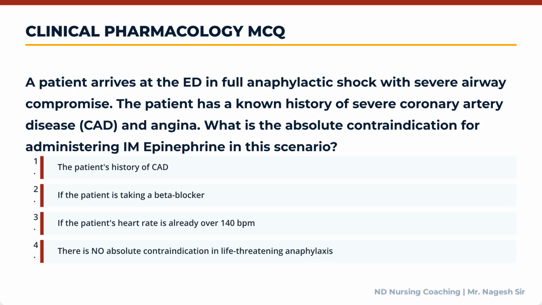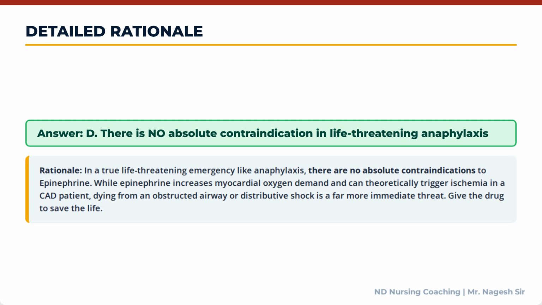A patient in anaphylactic shock has severe coronary artery disease. What is the absolute contraindication for administering intramuscular epinephrine in this scenario? The answer is D. There is no absolute contraindication in life-threatening anaphylaxis. In an emergency, the risk of untreated anaphylaxis far outweighs the risk of myocardial ischemia.